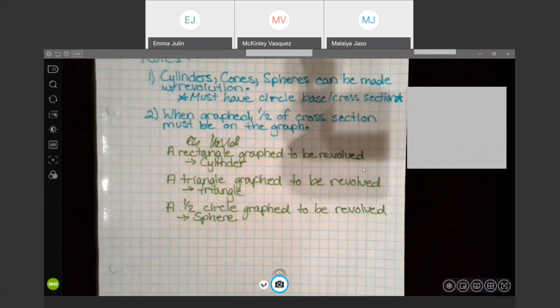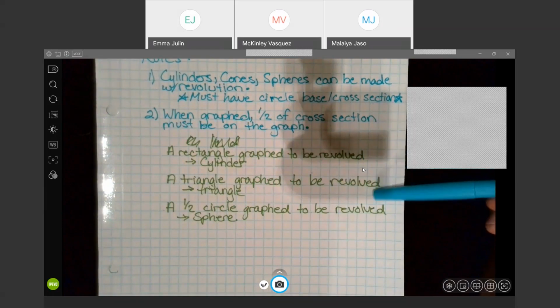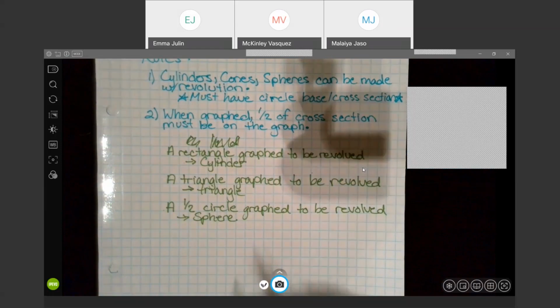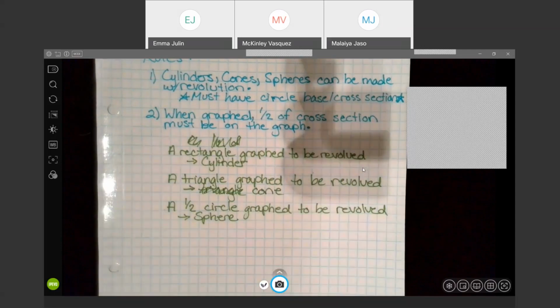These are the two big rules. And you really only have a handful of shapes that you can rotate to create 3D images with. When you see very specific shapes graphed and you're told to rotate them, you're going to get very specific shapes out of them. A revolved rectangle will get you a cylinder. A revolved triangle will get you a cone. Or, gotta make that cone, not triangle. That one is cone. And half a circle graphed and revolved will be a sphere.